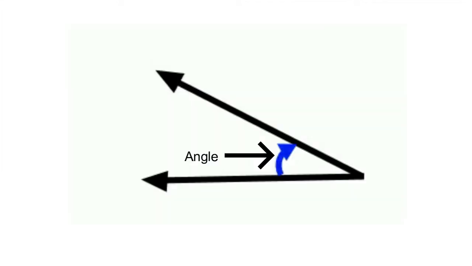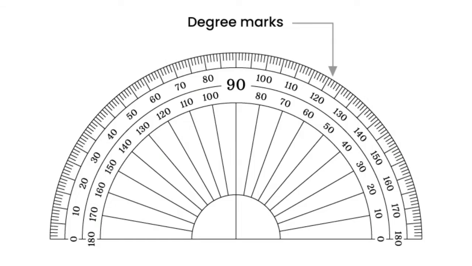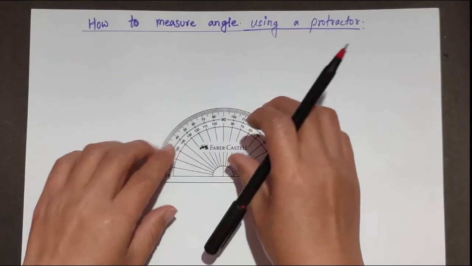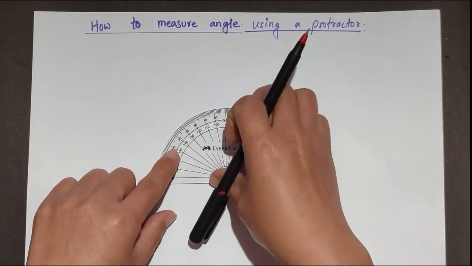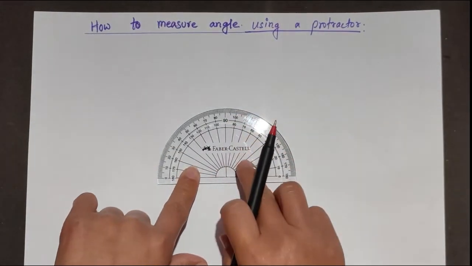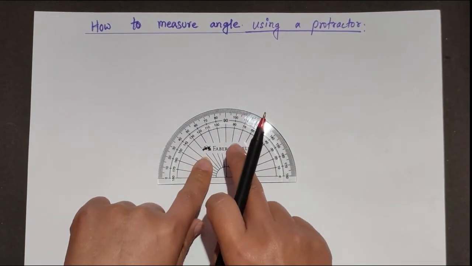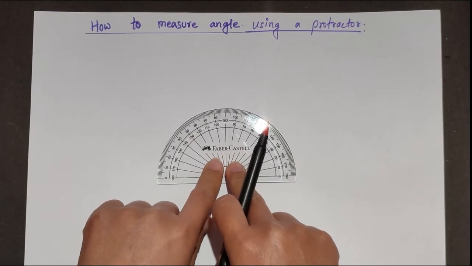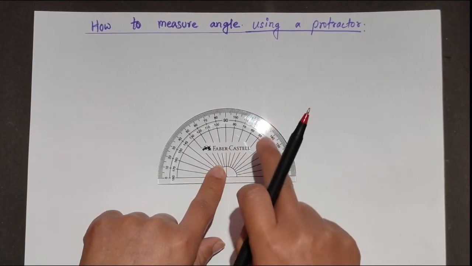Angles are usually measured using protractors. Protractors have markings on them, similar to rulers, but instead of inches or centimeters, they measure in degrees. Let us learn how to measure an angle using a protractor. Before that, let's learn how to read numbers on a protractor.